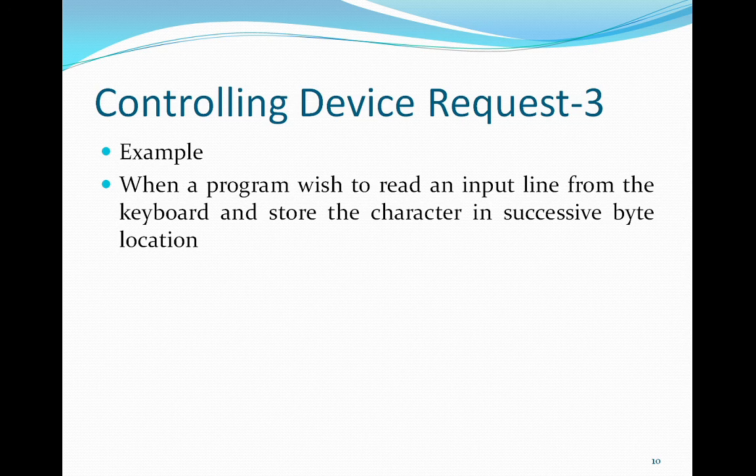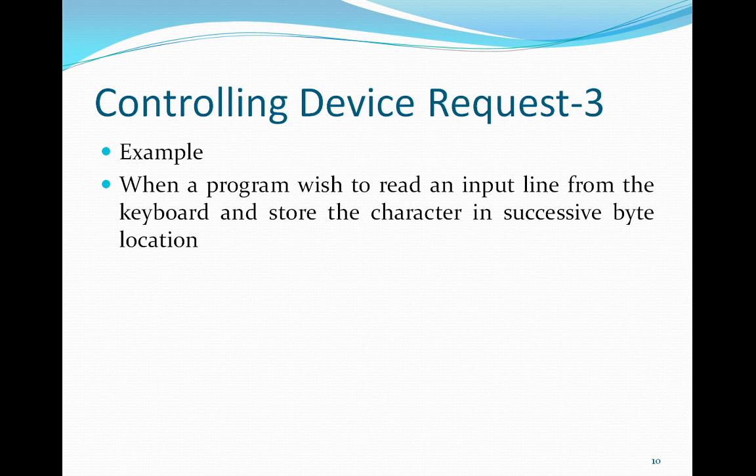Here assume that at some point in a program called main, we wish to read an input line from the keyboard and store the characters in successive byte locations in memory, starting at some location. To perform this operation using the interrupt, we need to initialize the interrupt process. This is accomplished as follows.